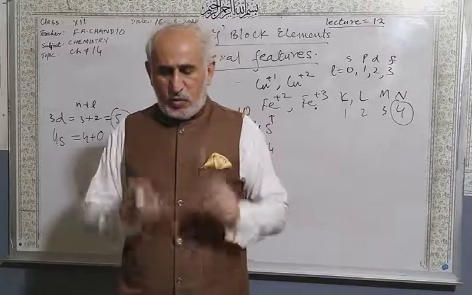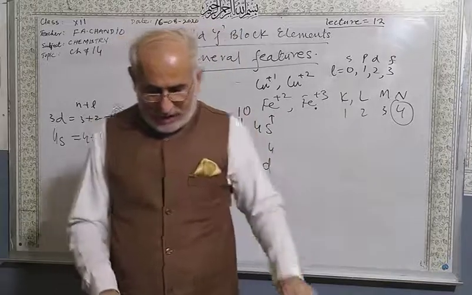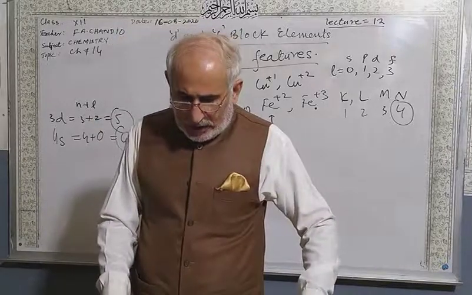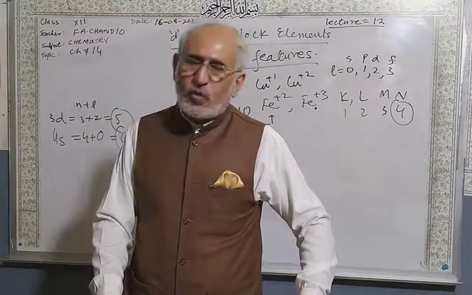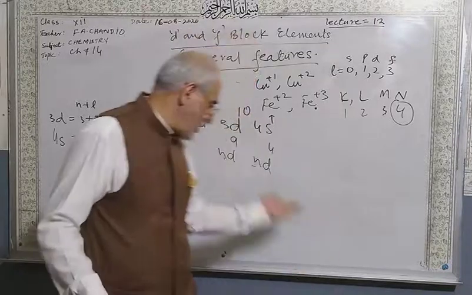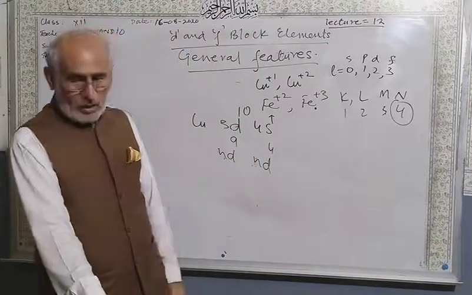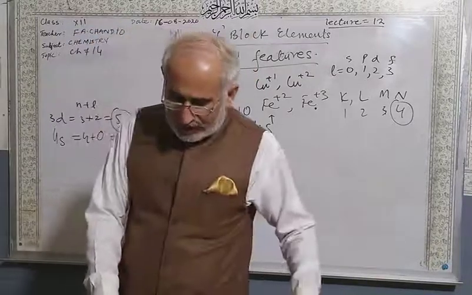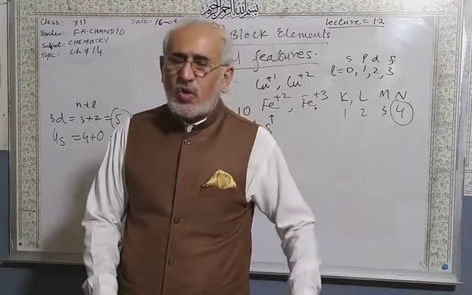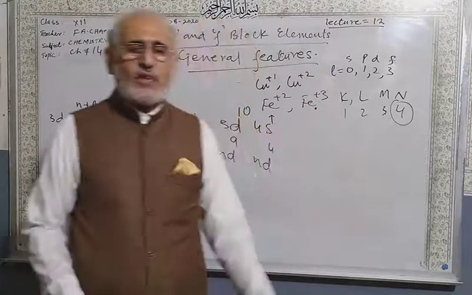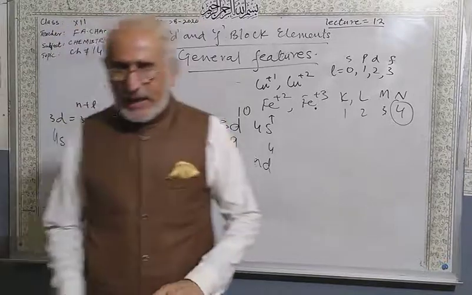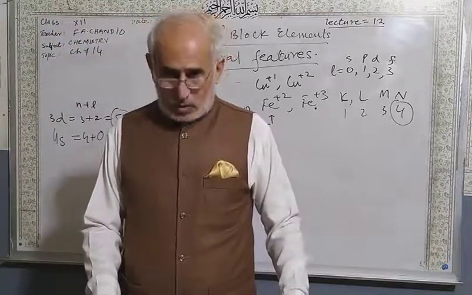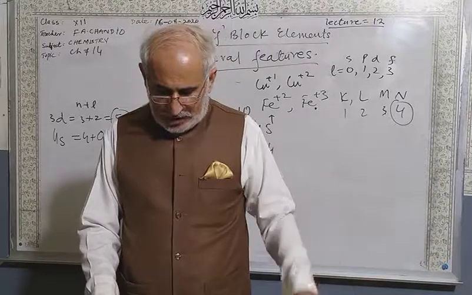That's why copper is given as unusual, and chromium is also given, because it has 3d4 and 4s2. Copper is 3d9 and 4s2, so you must shift 1 electron from s to d to make it half filled and full filled. This is very important, you have to remember this.